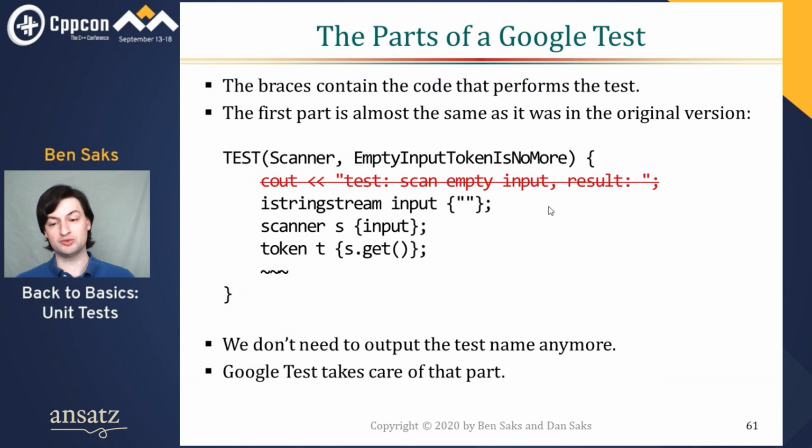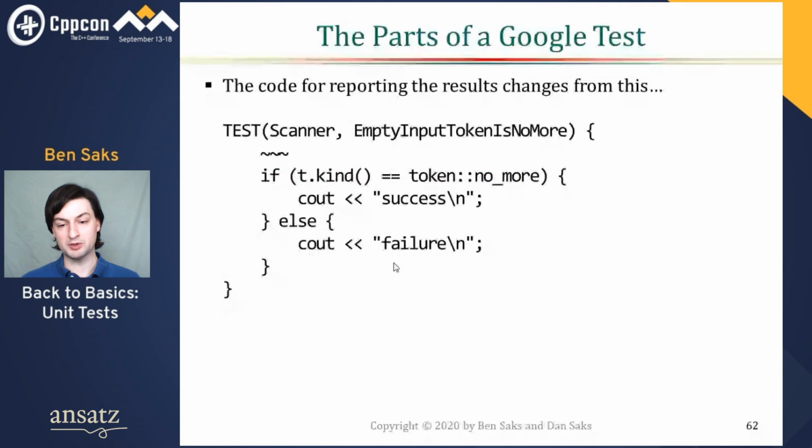The code for running the test goes inside the curly braces, and the first part of it looks pretty similar to the way the code looked in the original version. The only difference is we don't have to write out the name of the test itself, because Google Test will take care of that for us. But otherwise, we're still setting up an iStringStream that represents our empty input, passing that to a scanner, using that scanner to read a token. The part for reporting output looks fairly different.